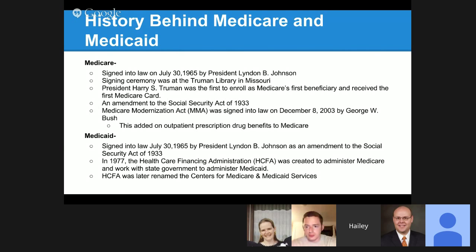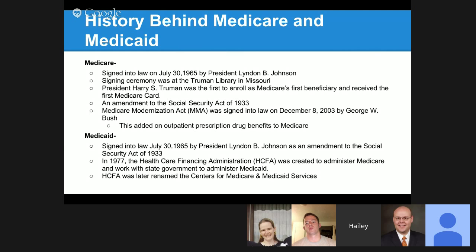Medicare is an amendment to the Social Security Act of 1933. The Medicare Modernization Act was also signed into law on December 8, 2003 by George W. Bush. What this did is it added outpatient prescription drug benefits to Medicare. And then Medicaid was also signed into law on July 30th, 1965 by President Johnson, and it was also an amendment to the Social Security Act.